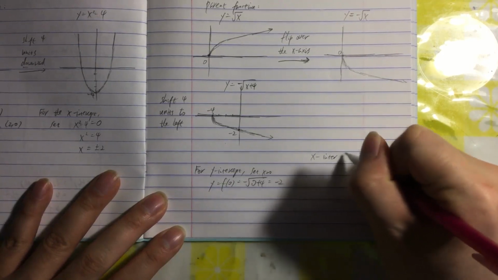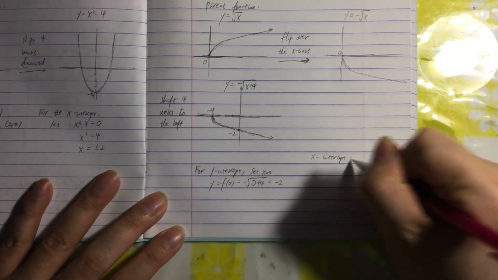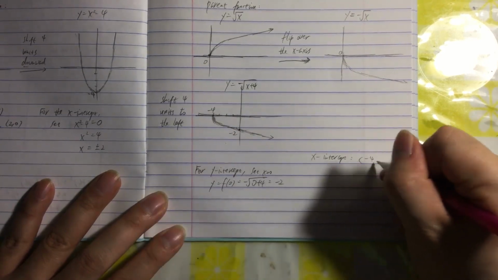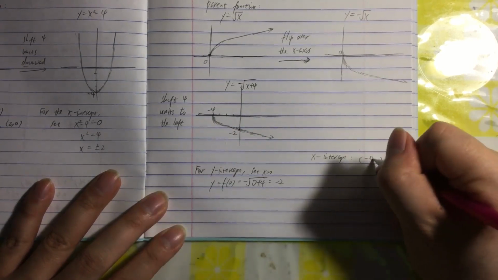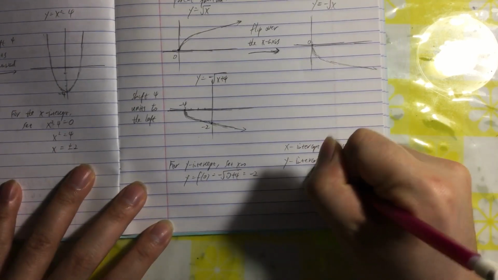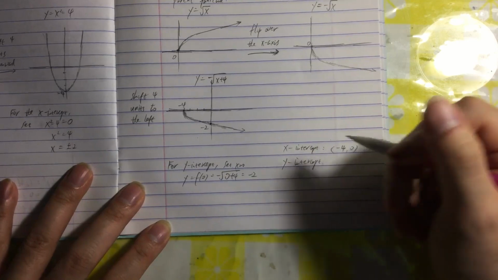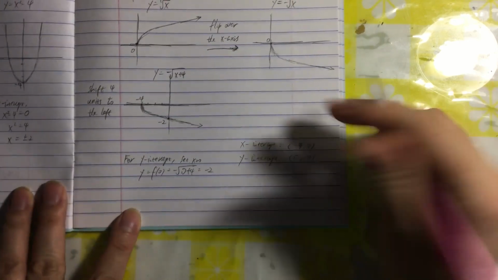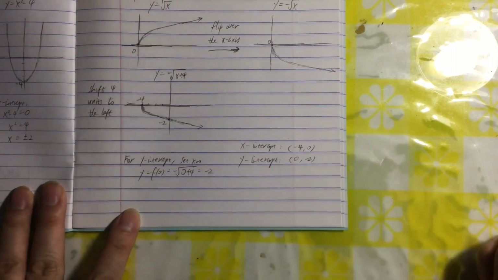The x-intercept is negative 4, comma 0. For the x-intercept, the y-coordinate is always 0. And for the y-intercept, the x-coordinate is always 0. So you write 0, comma negative 2. That's the graph, and those are the intercepts.